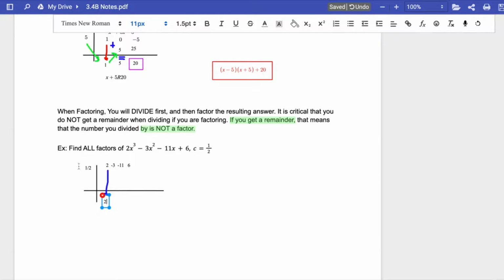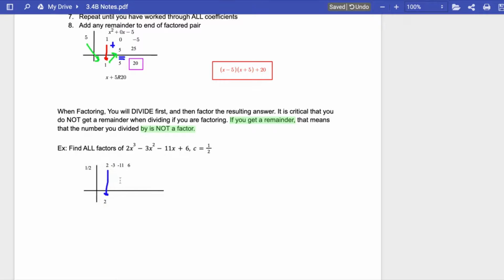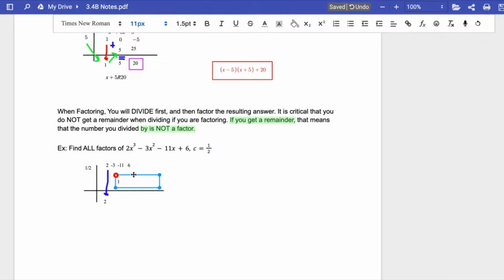Okay, so when you're multiplying by 1/2, this is pretty easy. It's just asking, well, what's half of that number? So half of 2 is 1. So I'm going to put 1 here. All right, and then remember, I need to add these two numbers. So -3 plus 1 is -2.